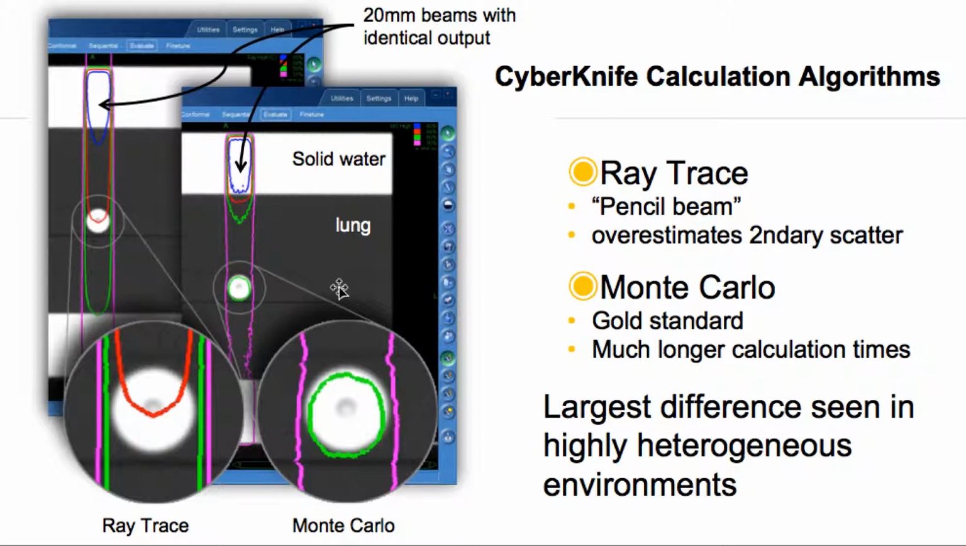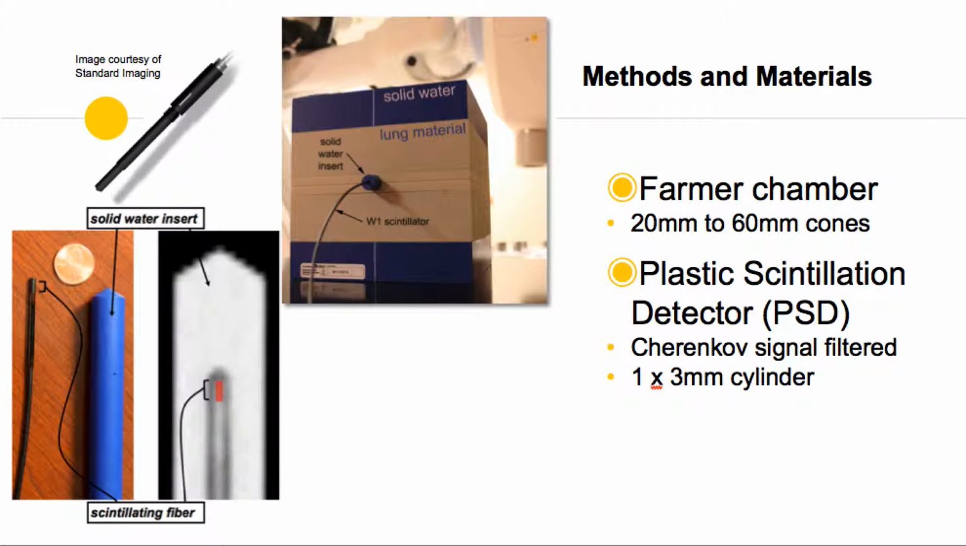So to verify the Monte Carlo beam data in a heterogeneous environment, we came up with a procedure that accurately measures all 12 cone sizes of the CyberKnife, and then compares those measurements to the Monte Carlo TPS calculation. Previous publications had shown an incongruence between calculated and measured values of fields less than 20 millimeters in heterogeneous environments, and it was decided to use a double detector approach to verify all 12 cone sizes.